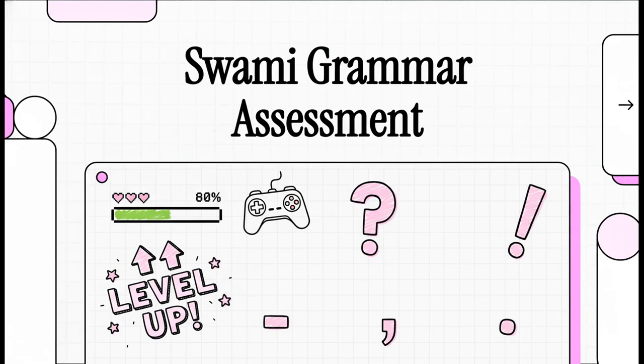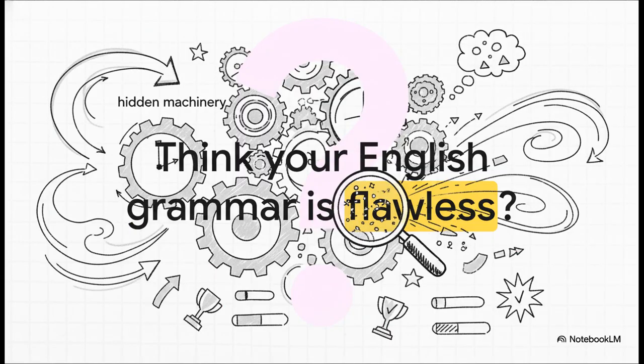We're not just analyzing a document, we're taking on a challenge. Think of it like a video game. This is the Swami Grammar Assessment, and we're going to level up our English grammar skills, one question at a time. So, how are you feeling? Think your English is pretty much perfect? Well, we're about to find out. But look, this isn't about getting a grade or passing a test. It's about peeking behind the curtain and seeing the hidden machinery that makes language really work. Let's play along and see how we do.